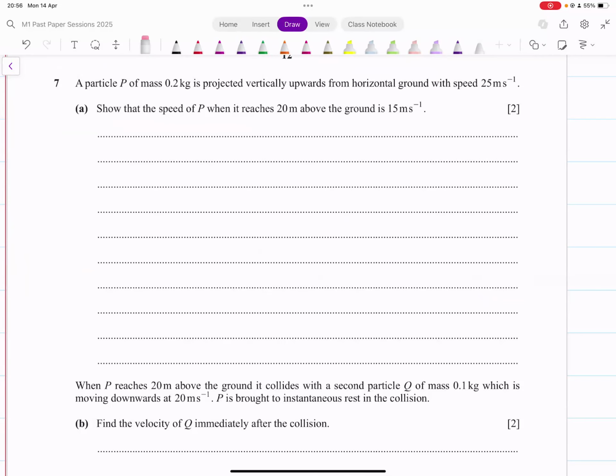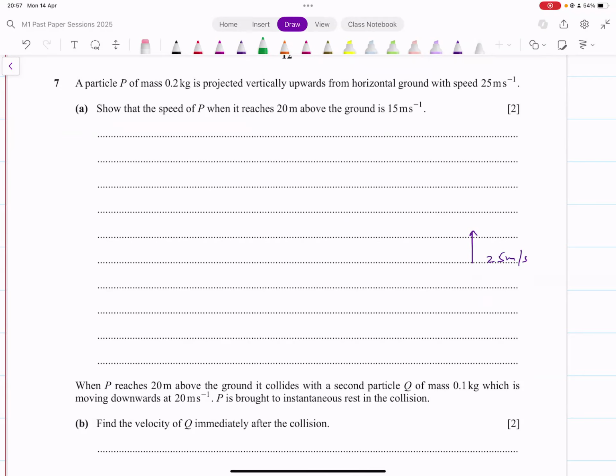A particle P of mass 0.2 kilograms is projected vertically upward from horizontal ground with speed 25 meters per second. Show that the speed of P when it reaches 20 meters above the ground is 15 meters per second. It's projected vertically upwards at 25 meters per second.